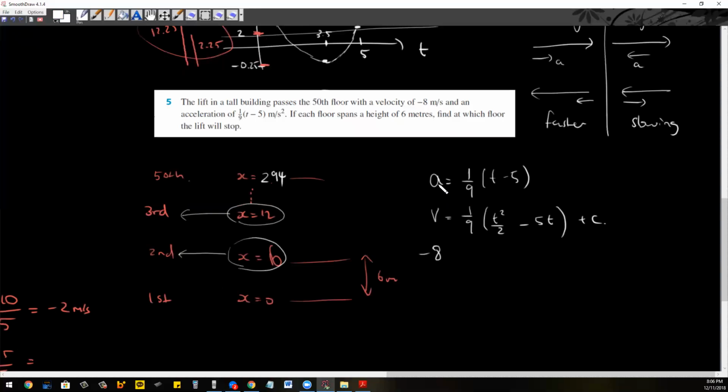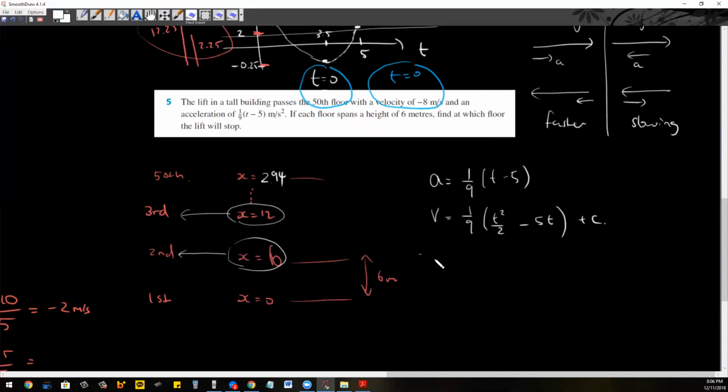Okay, that means you start from the 50th floor. Yeah, you start from the 50th floor, so that's when time is 0. When time was 0, you are at the 50th floor, so that information is missing, okay? And when time is 0, initially your velocity is -8. That makes sense now.